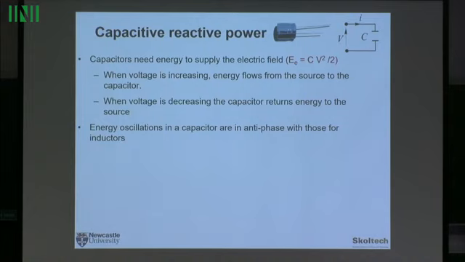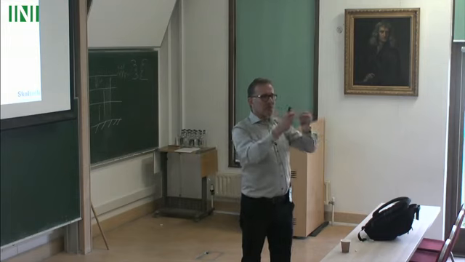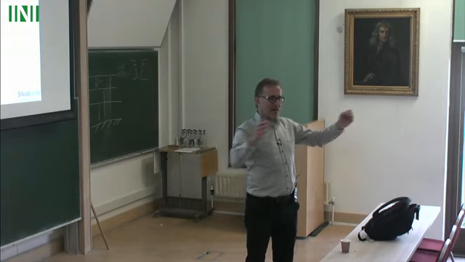So this is what I just said. Basically, that means those energy oscillations are directly in antiphase. On the inductor, current is 90 degrees behind the voltage, and on the capacitor, current is 90 degrees ahead of the voltage. That means the phase shift between them is 90 plus 90, 180 degrees. They operate exactly in antiphase.